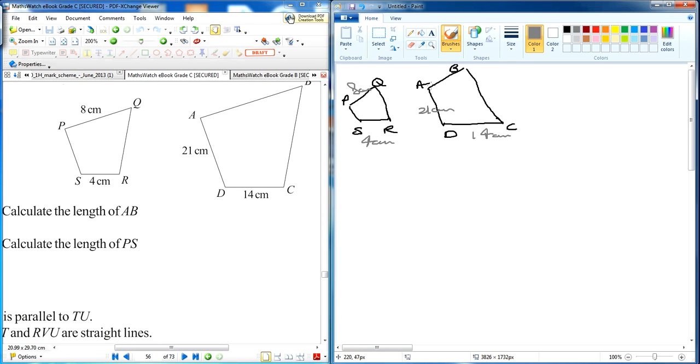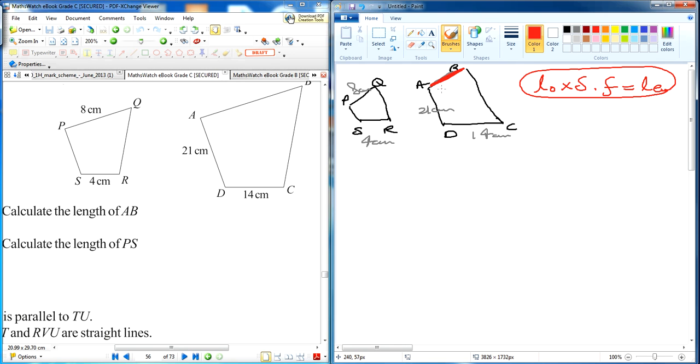So we first of all need to work out this length here. In order for me to work out that length, we still use the same rule: length of the original times the scale factor is equal to the length of the enlarged. So that's our basic rule. We're looking for two corresponding lengths to work out what the scale factor is. Before we can do the question, we've got to work out a scale factor.